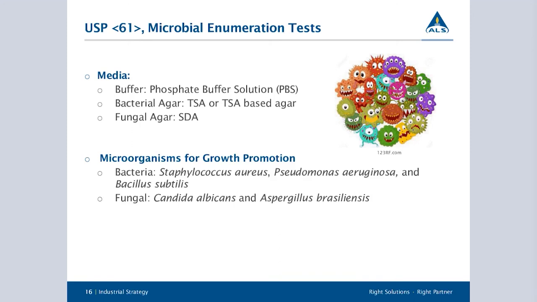The media used for the dilution is PBS. And then for looking for bacteria, it is TSA or a TSA-based agar, such as TSA with lecithin and polysorbate 80. And then for fungi, it is SDA, Sabouraud dextrose agar. The growth promotion organisms for the bacteria are Staph aureus, Pseudomonas aeruginosa, and Bacillus subtilis. And for the fungi, they are Candida albicans and Aspergillus brasiliensis.